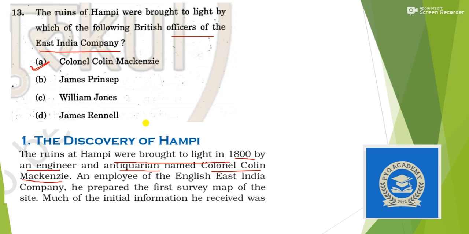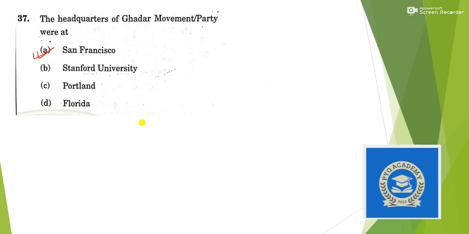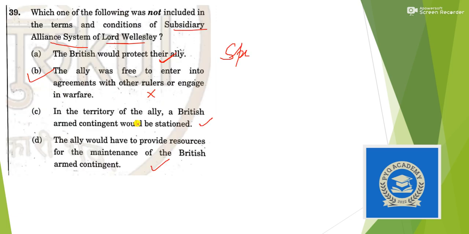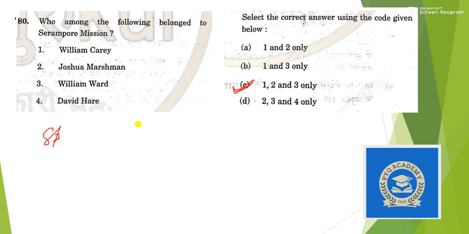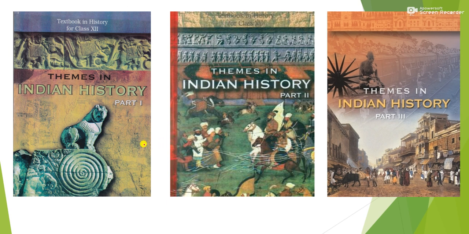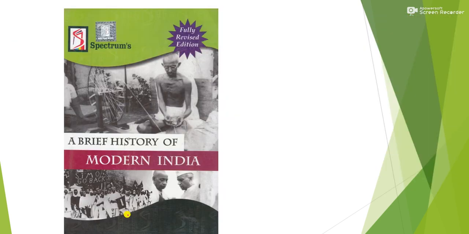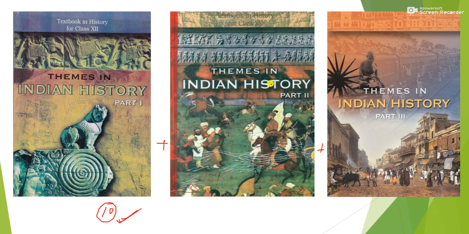Let's count how many questions are from Spectrum. So yes, this question 1, then 2, then 3, then 4, then 5, then 6, then 7. So at least, if you are reading these three books, you would have solved these 10 questions easily and correctly. And 7 questions from here. So in total 17 out of 21. And that is very good if you are able to solve 17 questions out of 21.